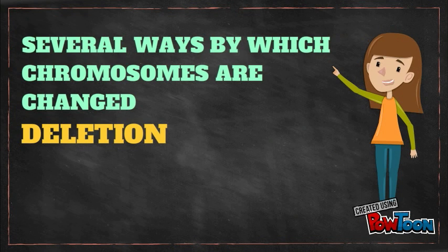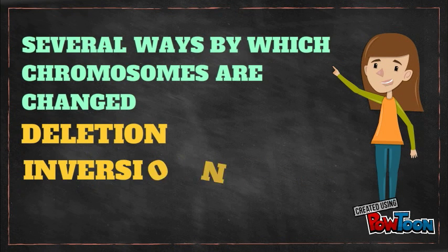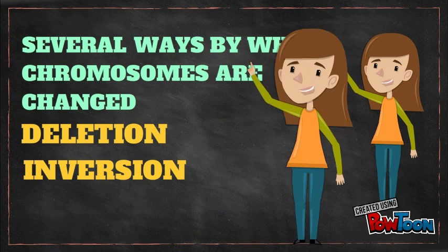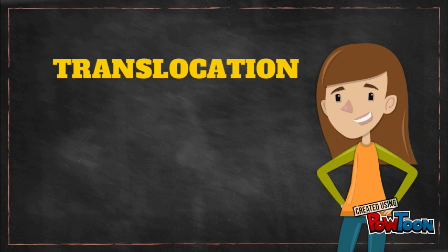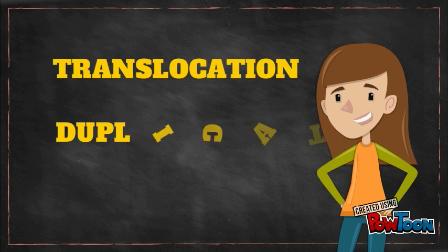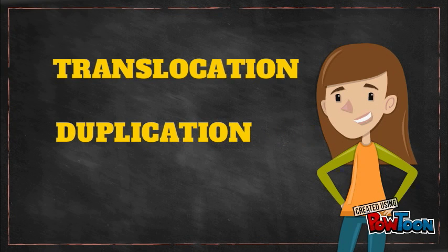For example, deletion. It involves the loss of piece of chromosome or break in DNA molecule, while in inversion, it occurs when a part of chromosome is being inverted. Meanwhile, translocation occurs when a broken part of chromosome is attached to a different chromosome, and duplication occurs when a part of chromosome has been copied or duplicated, resulting in having an extra genetic material from the duplicated segment.